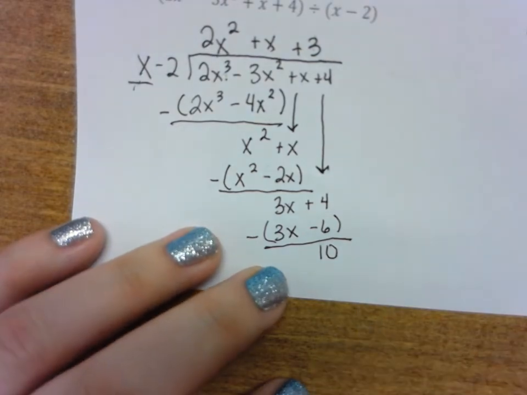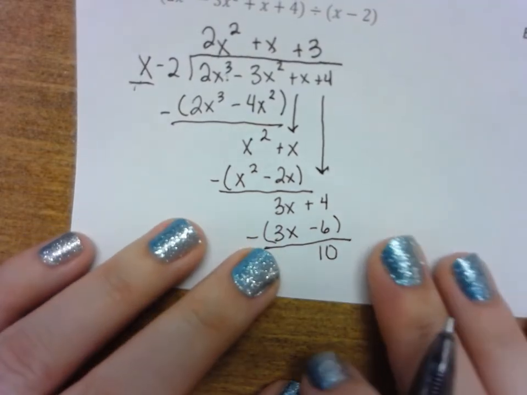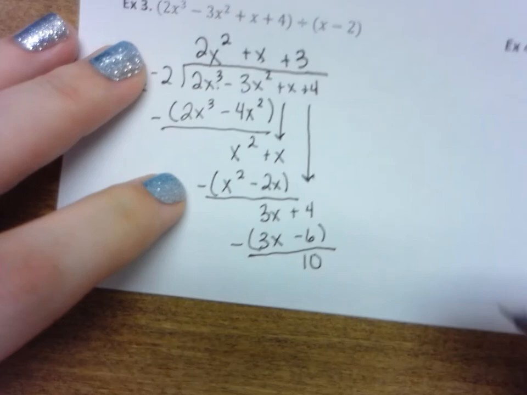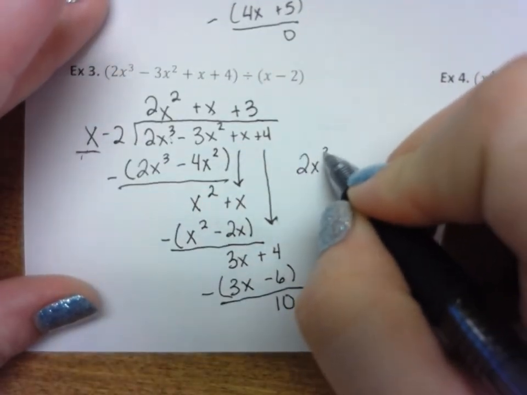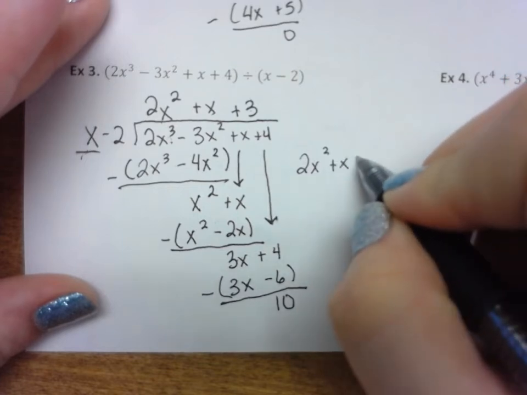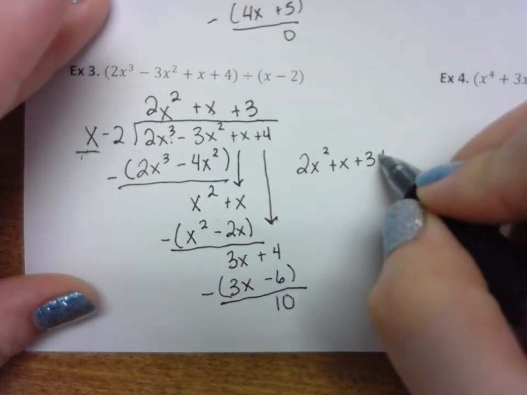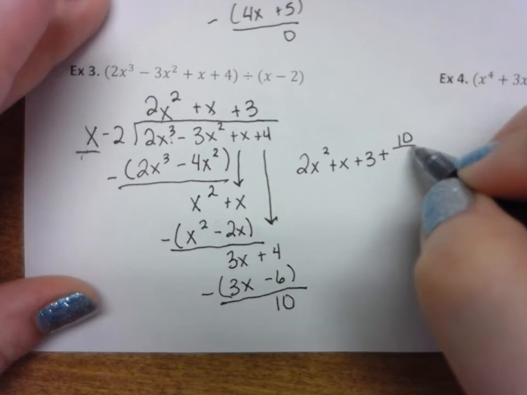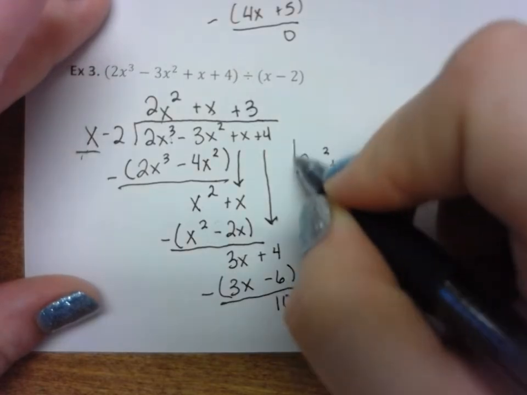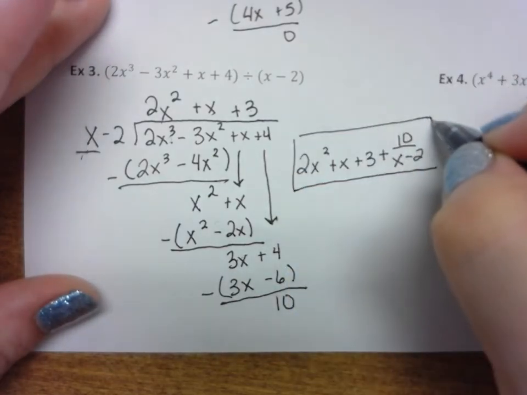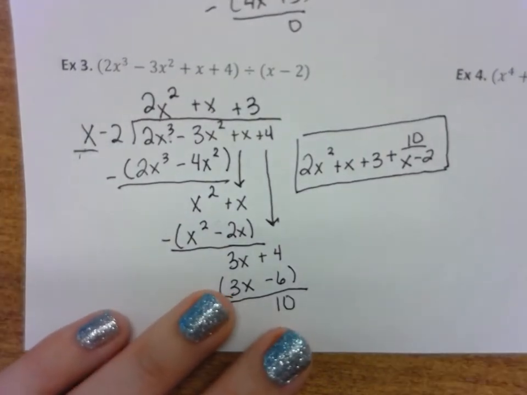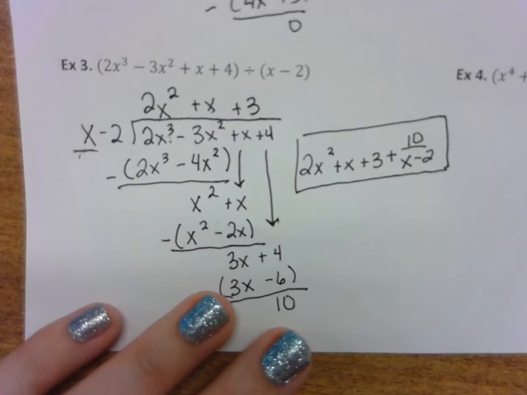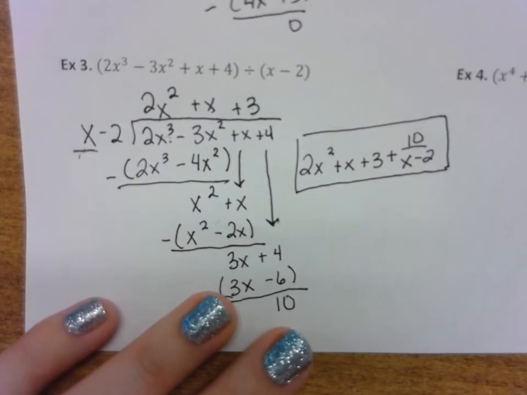All right, since we have a remainder, that's where we have to write that last weird little piece. It's not just this. So final answer is 2x squared plus x plus 3 plus our remainder over our divisor. Final answer. All right, at this time I want you to hit pause and I want you to try example 4. Pause and try example 4.